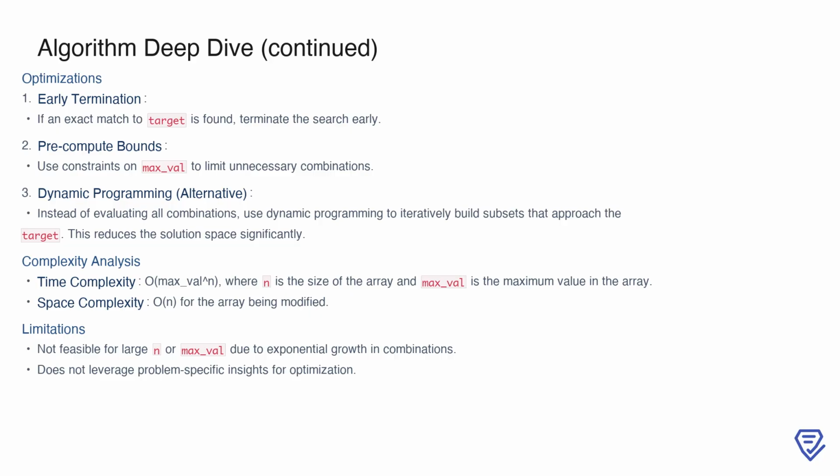When analyzing complexity, the brute force time complexity remains O(max_val^n), and the space complexity is O(n), due to the storage requirements for the array being modified. However, the exponential growth in combinations makes this approach infeasible for large input sizes. These limitations highlight the need for smarter strategies that leverage the structure of the problem to improve efficiency.